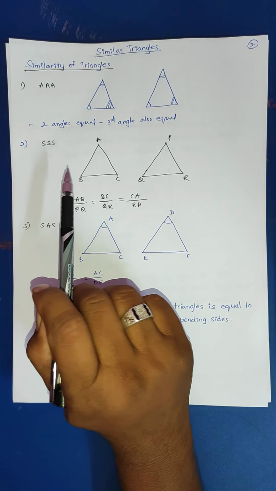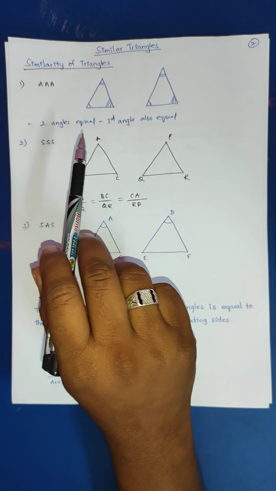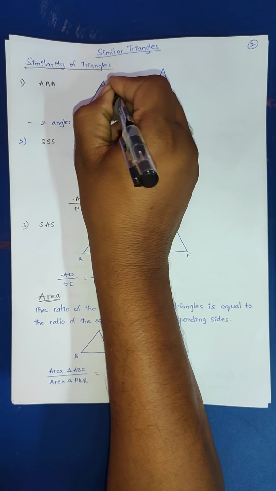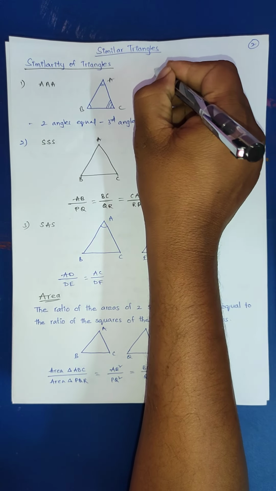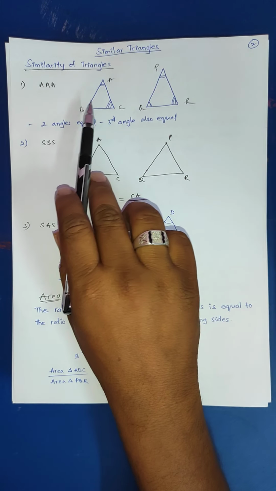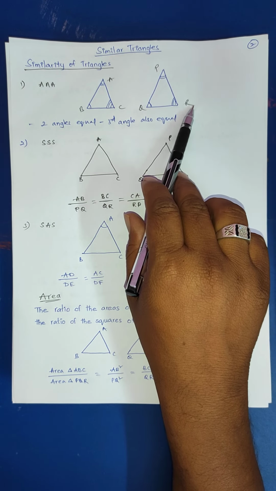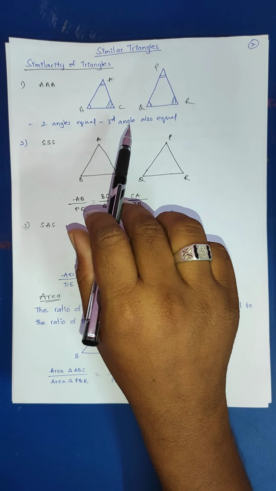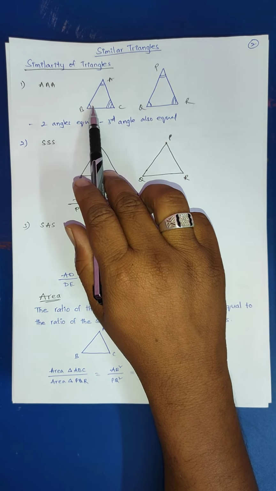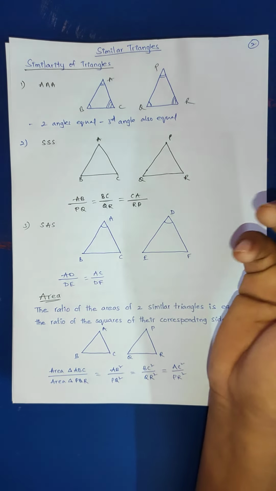That is one property. Another one is, if you take any two triangles ABC and PQR, and two angles are equal, suppose A is equal to P, B is equal to Q, then automatically C is equal to R, by using the angle sum property of a triangle. If two angles are the same, then automatically the third angle is also the same.